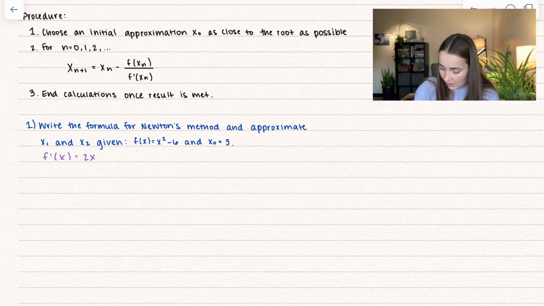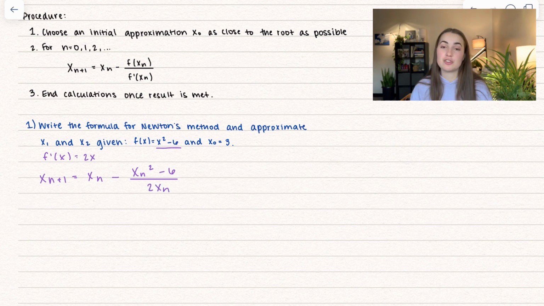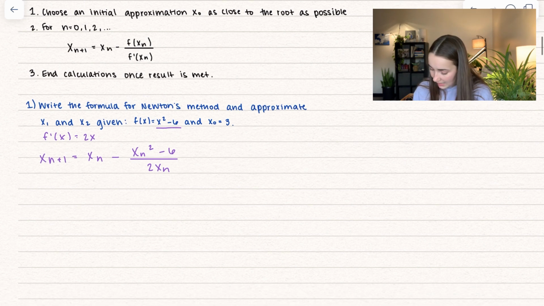So let's go ahead and write our formula. We have x of n plus 1 is equal to x of n minus, and let's plug in x of n to our function. So that's x sub n squared minus 6, divided by the first derivative at x sub n, so we get 2x sub n. Now we found a general formula where we can plug in any number and find the corresponding next x value. So let's find x1 and x2 using our initial condition.